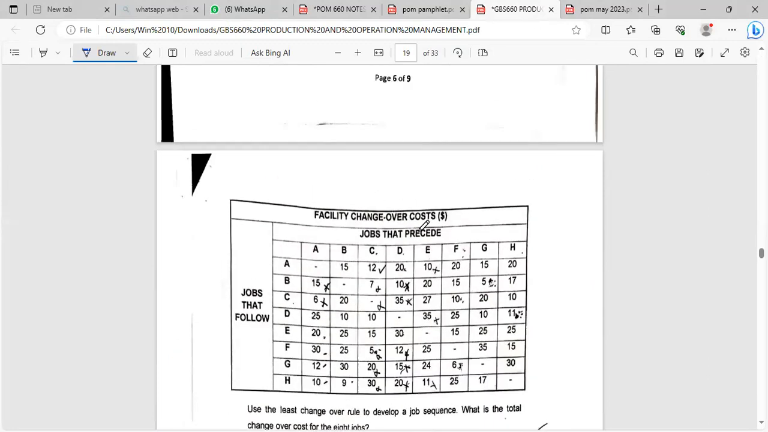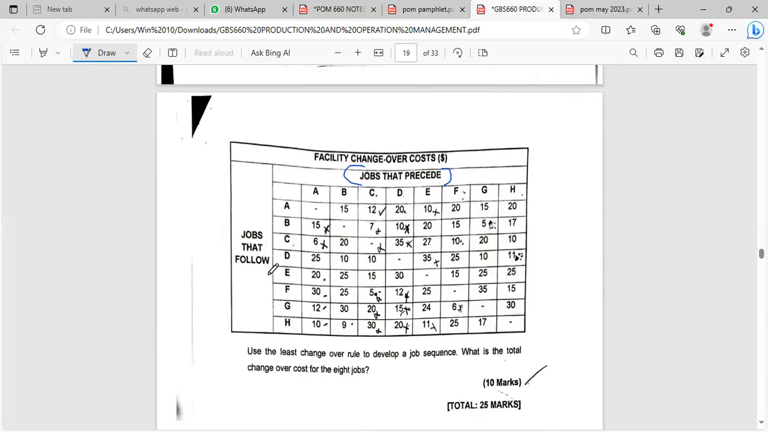So we have the job that precedes. There's a term, preceding. Preceding simply means the starting job. All right, so preceding means the starting job. And of course, we can have the following job, the one that follows.